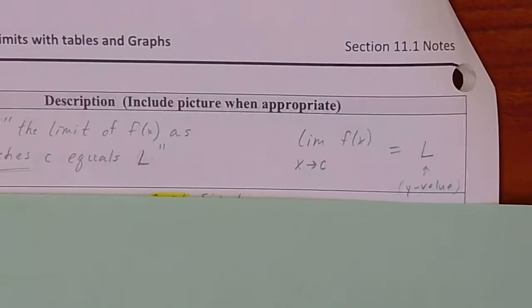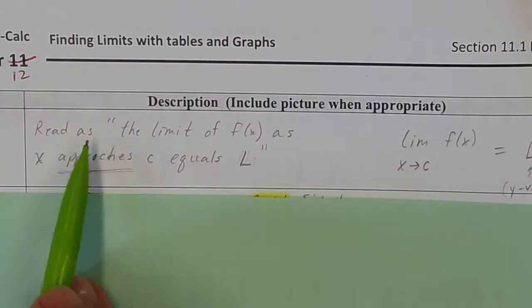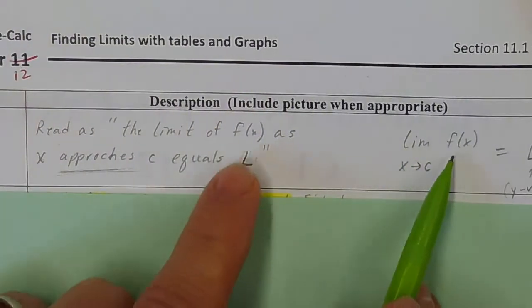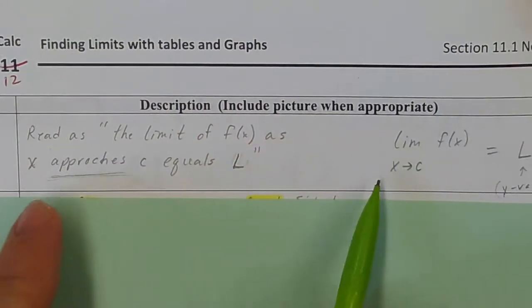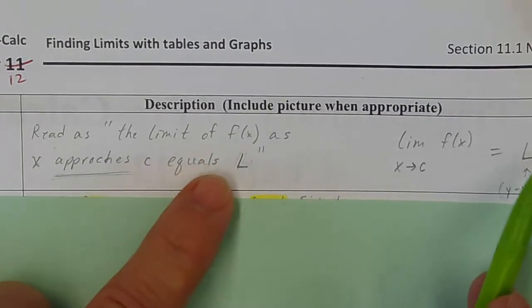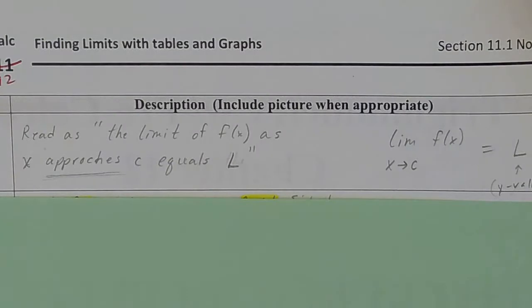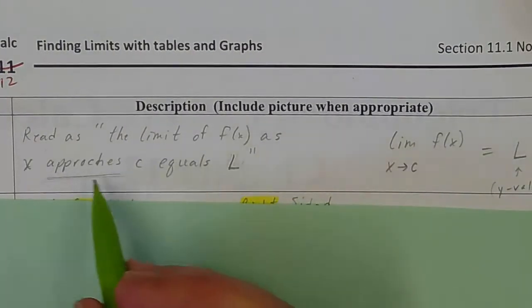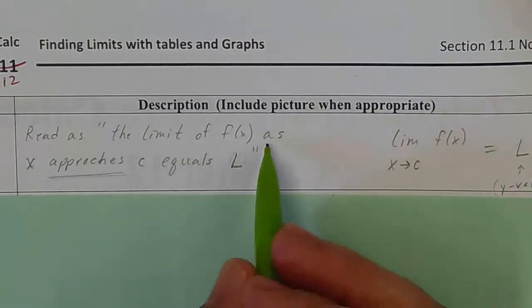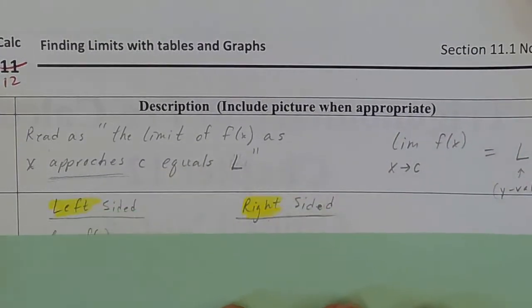All right, and now how do we read this? This is read as, quote, the limit of f of x as x approaches c equals L. Again, I'll pause, let you write that down. That'll be a key phrase we're going to come back to: approaches. It doesn't say the word at. The limit's about approaching c, okay?